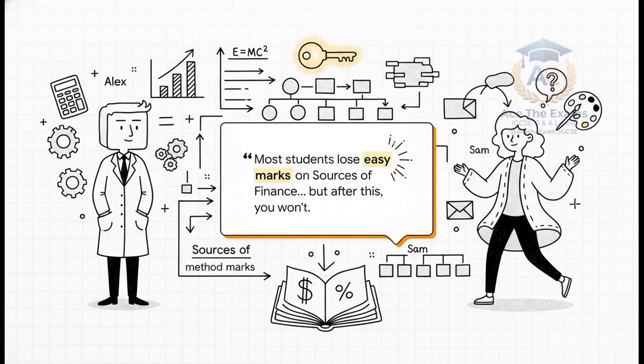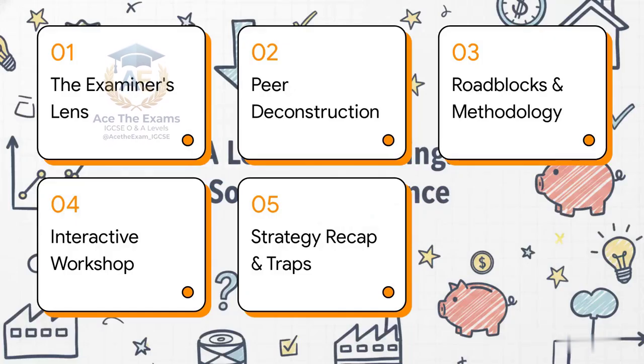On the flip side, we have Sam. Sam is our creative, conceptual thinker. Sam is incredibly strong at building these broad, compelling arguments, but frankly struggles with structural precision and strict time management under extreme exam conditions. Today's objective is to watch them navigate a complex multi-stage analysis together. By analyzing their process, we can completely demystify how to secure those elusive method marks that examiners are actually desperate to award you.